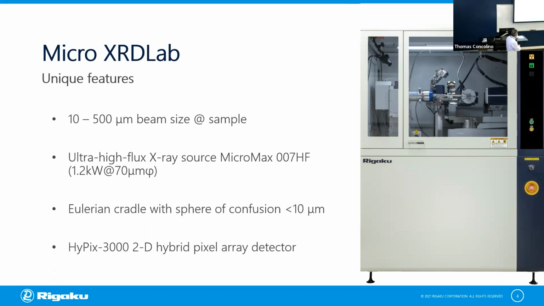So we have a 2D detector to count. This is actually an 8 centimeter by 4 centimeter detector, to collect as much intensity as we could from the sample. So this was the idea.